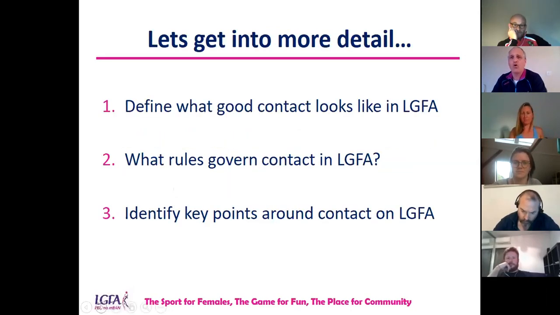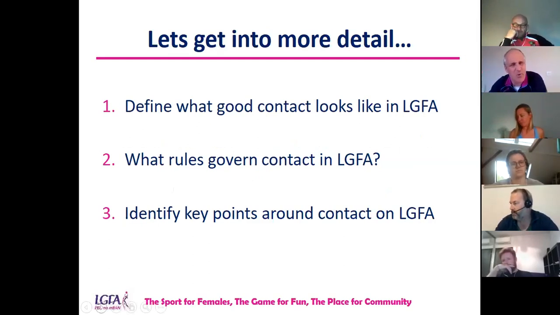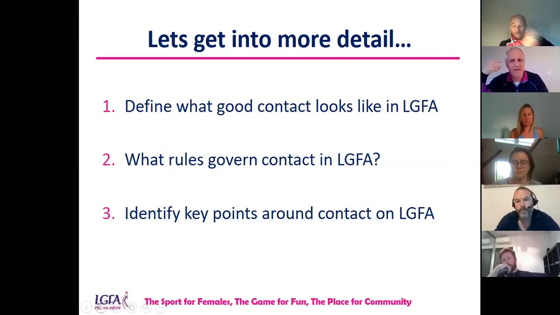So we're going to look at what good contact looks like. I want you going away tonight going, that's what good looks like. I know now what it looks like. That's important, because sometimes we focus on what not good looks like. We forget about what good looks like. So what are the rules and what are the key points?